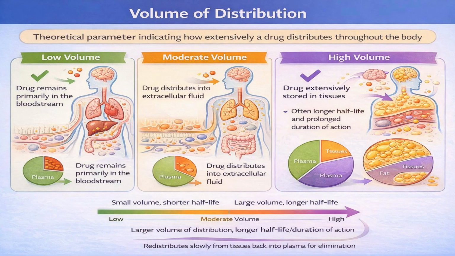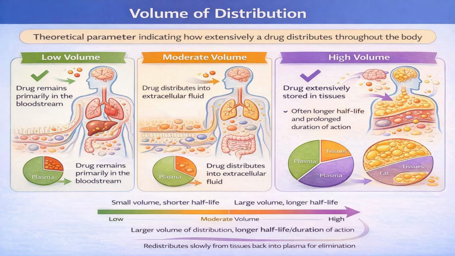Now let's discuss the volume of distribution. The volume of distribution is a theoretical parameter that indicates how extensively a drug distributes throughout the body. A low volume of distribution suggests the drug remains primarily in the bloodstream. A moderate volume indicates distribution into extracellular fluid. A high volume of distribution means the drug is extensively stored in tissues.